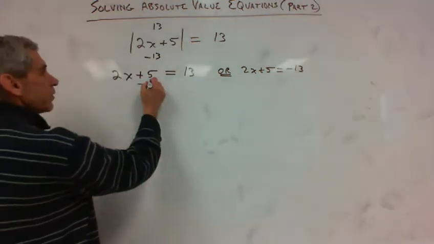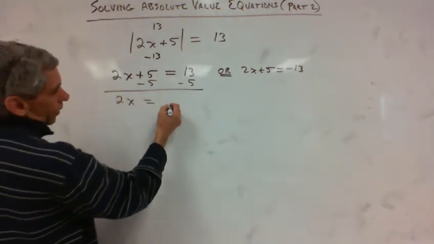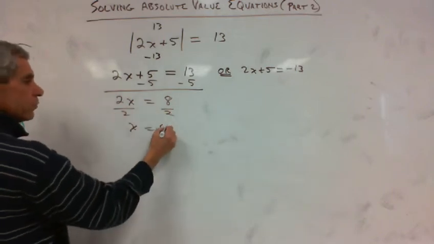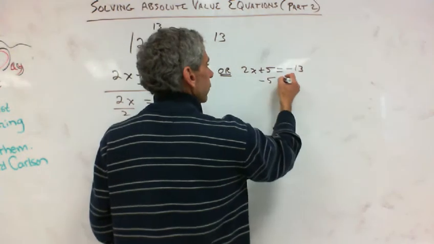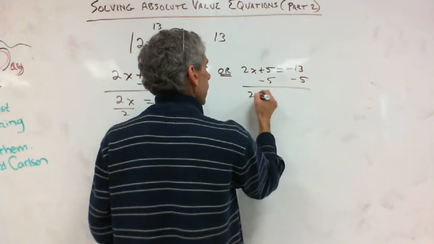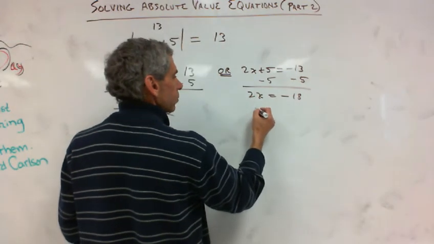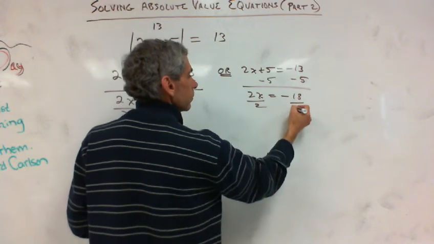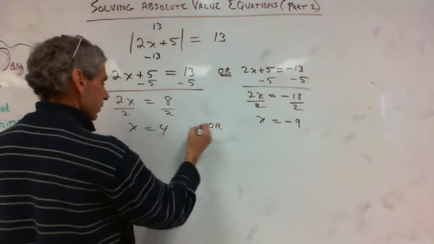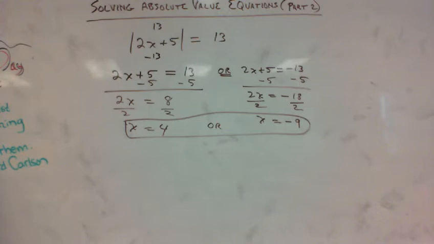And then I solve. I subtract 5 from both sides, and I have 2x is equal to 8. So divide by 2, x is equal to 4. Here I subtract 5 from both sides, and I have 2x is equal to minus 18. And so then I divide by 2, I get x is equal to negative 9. So my answer is this. Okay? So that's your answer.